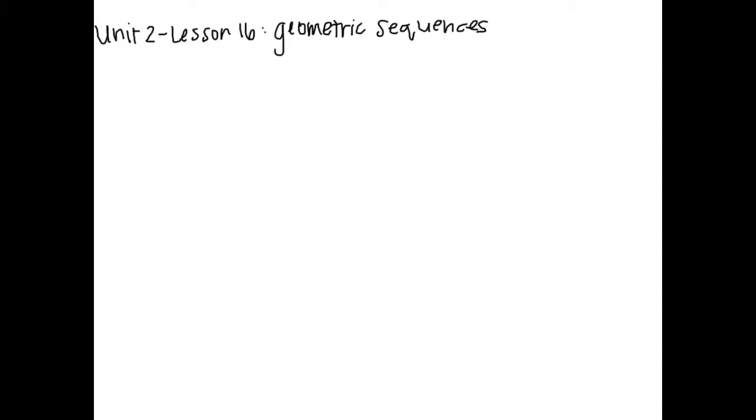So let's go ahead and start off with our vocabulary. We have two vocabulary terms today. The first one is geometric sequence. Remember, a geometric sequence is similar to an arithmetic sequence, only this time it's the ratio of any term that is constant to the previous term. So our definition is ratio of any term to the previous term is constant.